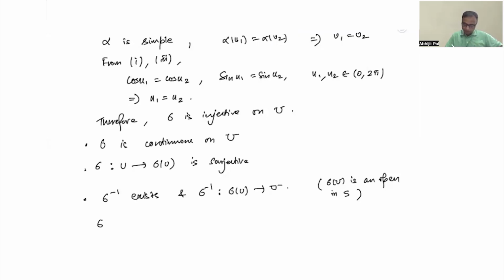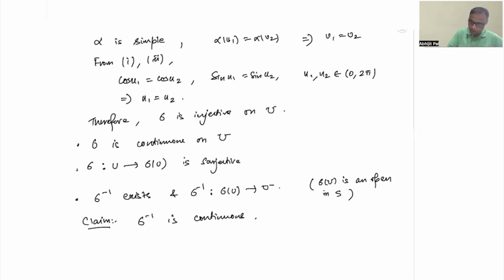So the claim is sigma inverse is continuous. Okay. So how to show this thing? So we have to apply a trick. So this trick we have applied earlier also. So sigma u,v is of this form: x(u,v), y(u,v), z(u,v).